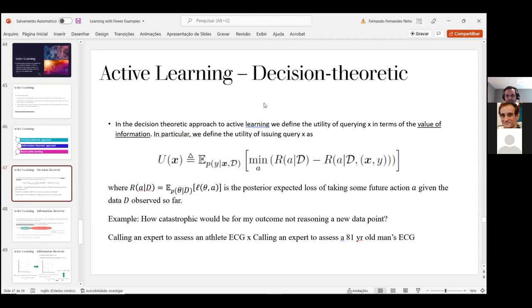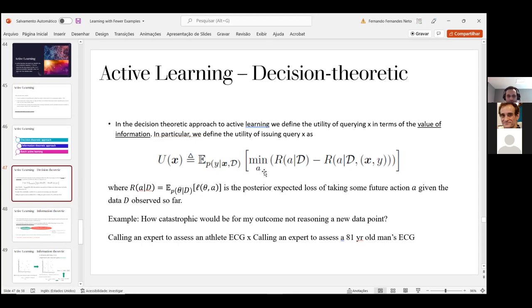In the decision theoretic approach, we define the utility function of querying X in terms of the value of information, which is given by this expression. So basically, R of A given D, where A is an action, is the posterior expected loss of taking some future action A given the data D observed so far.